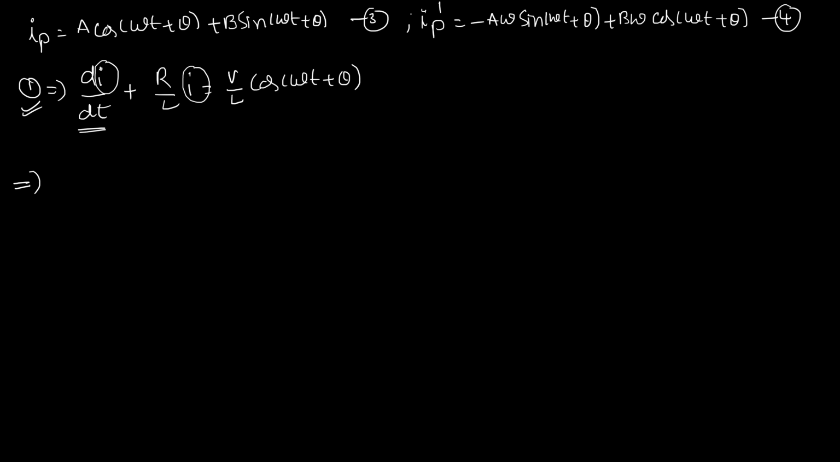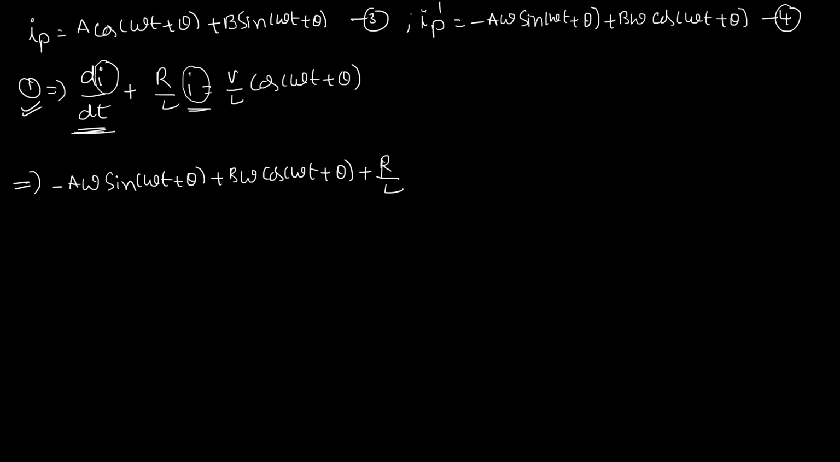Instead of i, you assume that the current has a particular integral i_p. So instead of di/dt, you may assume i_p prime, and instead of i, you assume i_p. If we do so, then for the first part we can write: −Aω sin(ωt + θ) + Bω cos(ωt + θ), plus R/L into the other part.